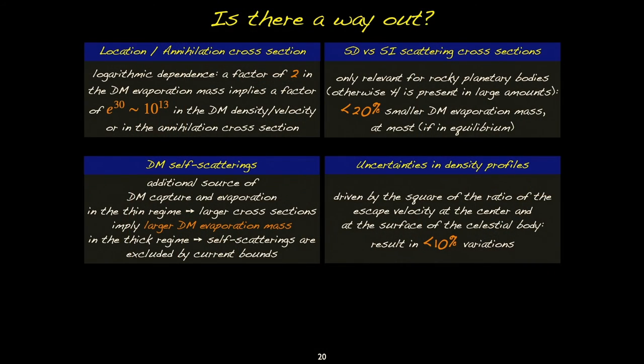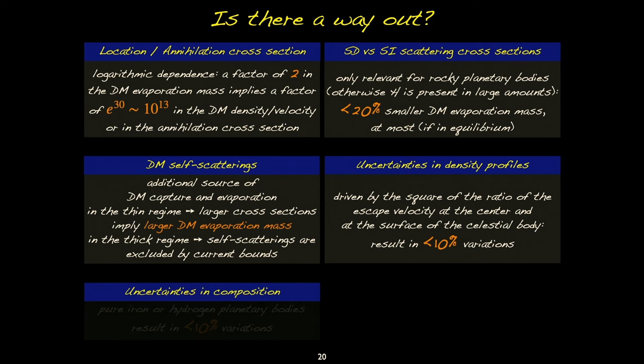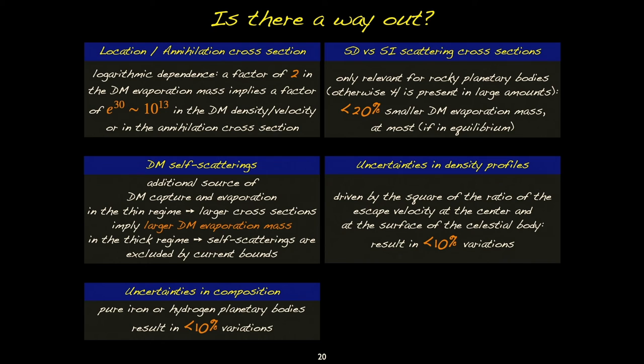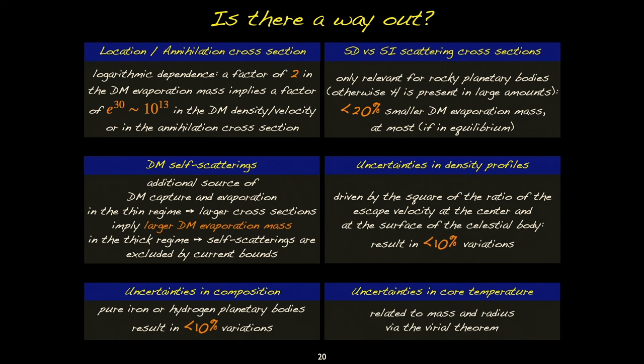What about uncertainties in the density profiles that we consider? I varied all these in different ways within reasonable variations, and this is a really mild effect, less than 10%. What about the composition? We had to do some simplifications. If you take a crazy composition of the objects, the variations are very mild, below 10% or so. What about the temperature of the core? This system is at a static equilibrium, so basically this is the virial theorem. So there is very little room for this. There are some uncertainties, but again, they are very mild.